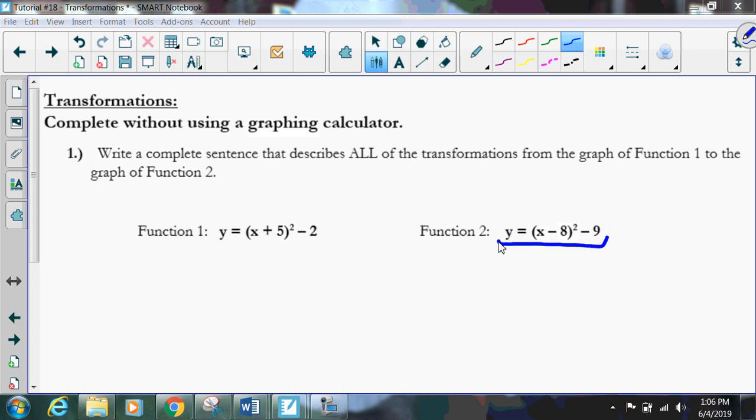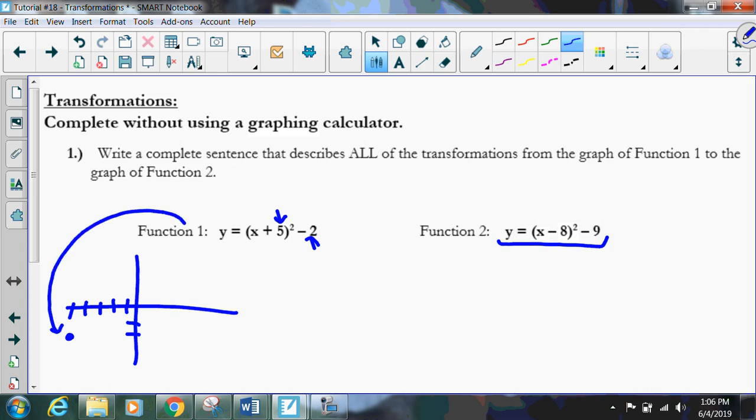vertices. We're going to look at function 1 and make a little quick sketch. That plus 5 tells us that the vertex got moved to the left 5, 1, 2, 3, 4, 5. The minus 2 tells us that it got shifted down 2. And so this is function 1's vertex.